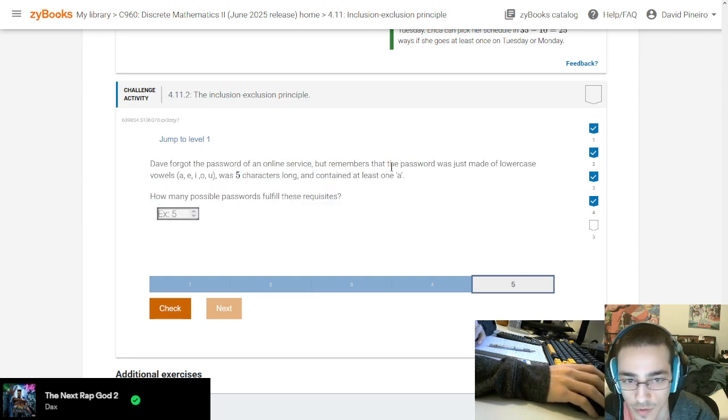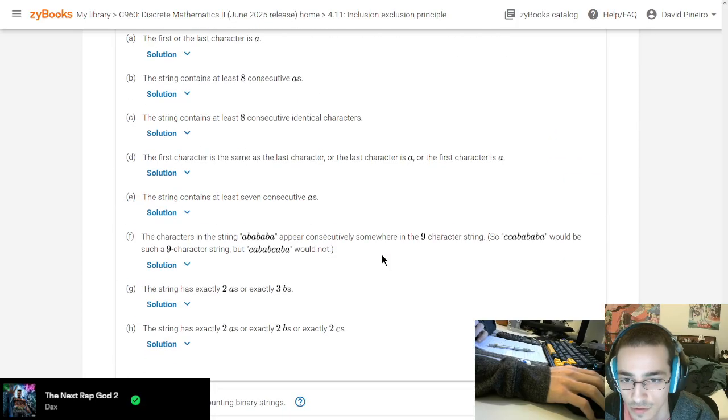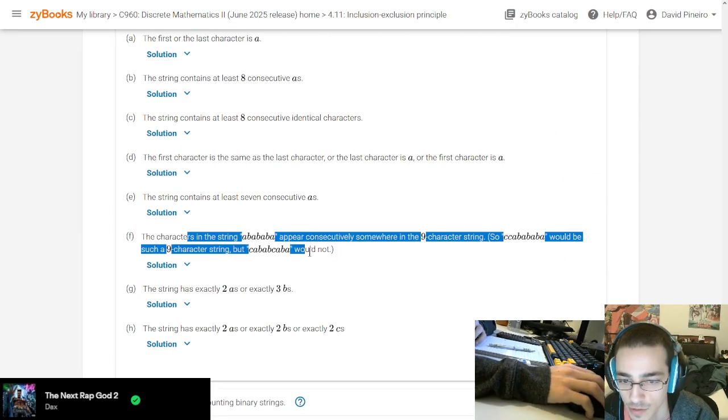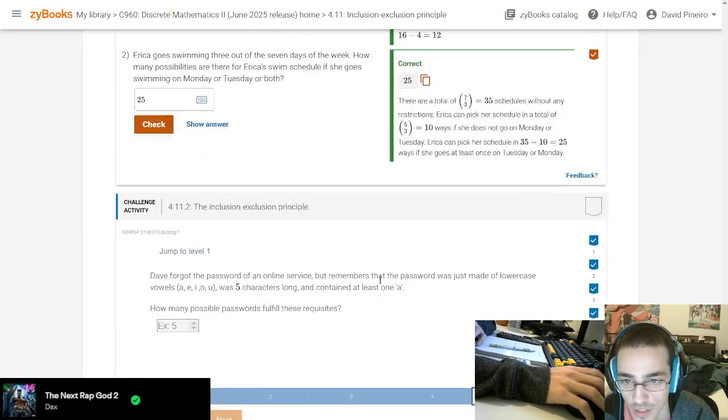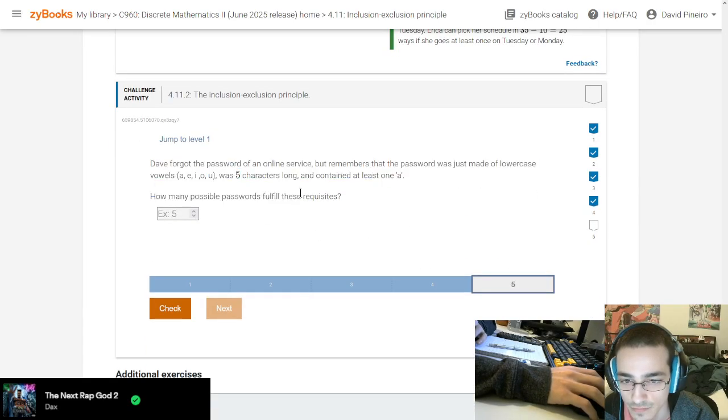So Dave forgot the password. He remembers the password was made of lowercase vowels, was 5 characters long, and contained at least 1 A. Okay, so I think this is the final boss of this lesson, or not. This is looking kind of weird, but whatever. 1, 2, 3, 4, 5 options. 5 characters long. Contained at least 1 A.